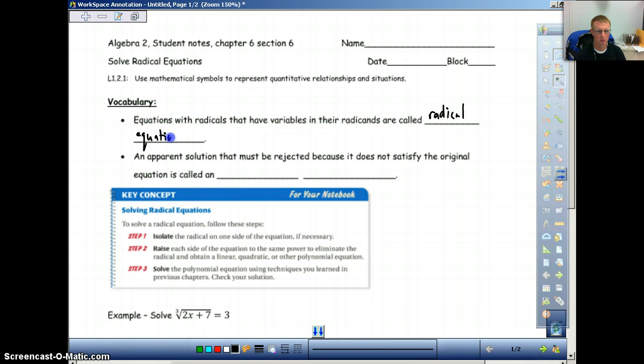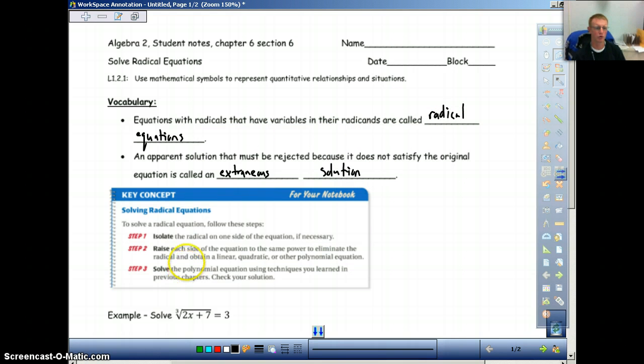Kind of a really weird definition there. And then the second one, which is actually more important: an apparent solution that must be rejected because it does not satisfy the original equation is called an extraneous solution. And you'll see what that is later on in the section.